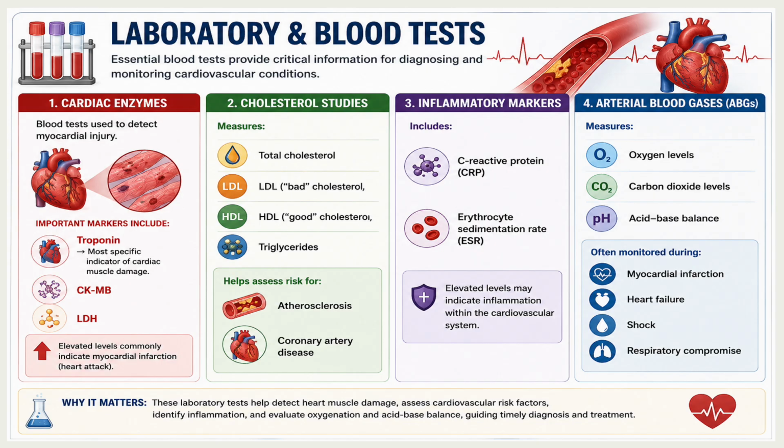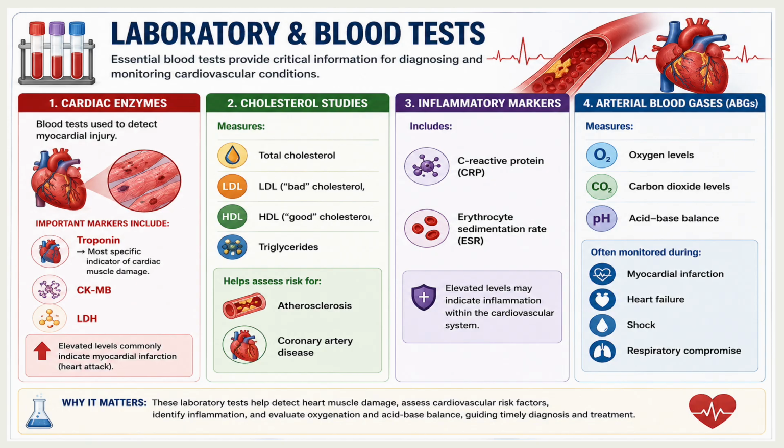Troponin is the most sensitive and specific indicator of cardiac muscle injury, while the CK-MB and LDH1 are additional markers that also help confirm myocardial damage, muscle damage. Cholesterol studies are also used to assess cardiovascular risk, right? Because remember, cholesterol causes atherosclerotic plaques, and these plaques can block vessels, and these can cause cardiovascular problems.